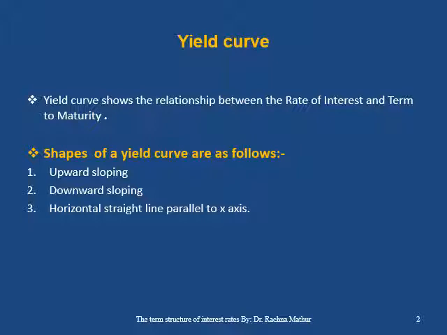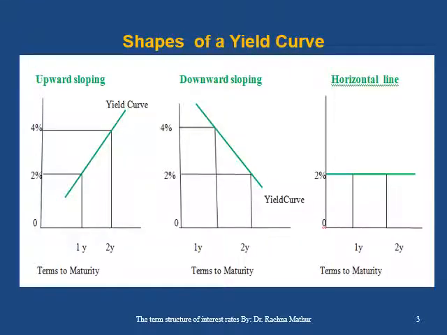Yield curve shows the relationship between the rate of interest and term to maturity. There are three possibilities for the shape of a yield curve. Yield curve could be upward sloping, it could be downward sloping, and it could be a horizontal straight line parallel to x-axis. Here we can see the shape of a yield curve.